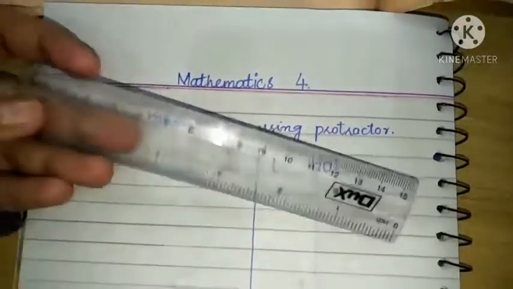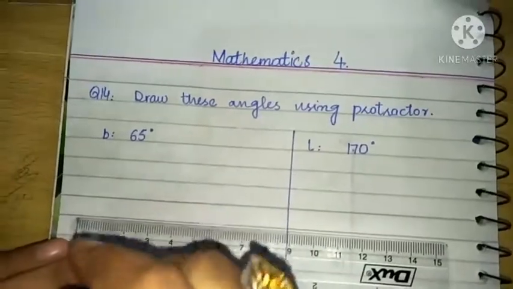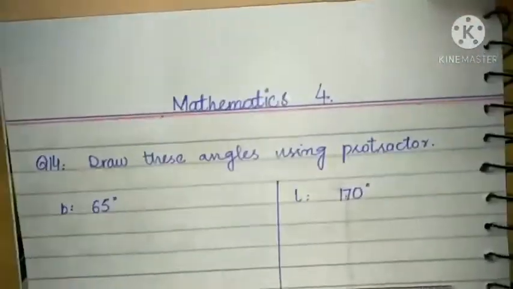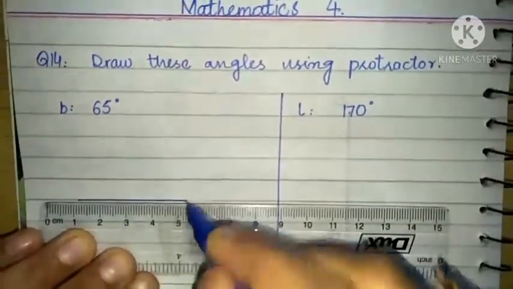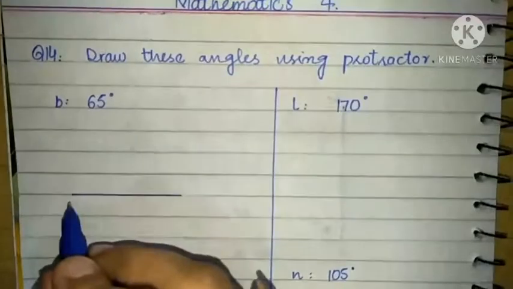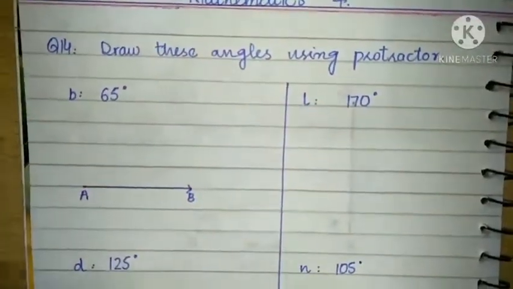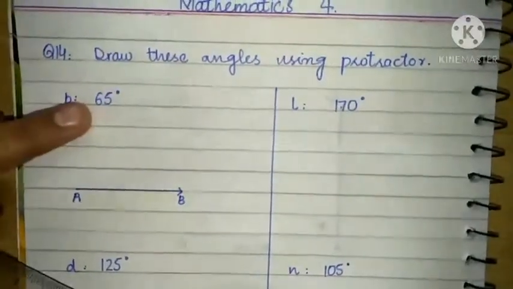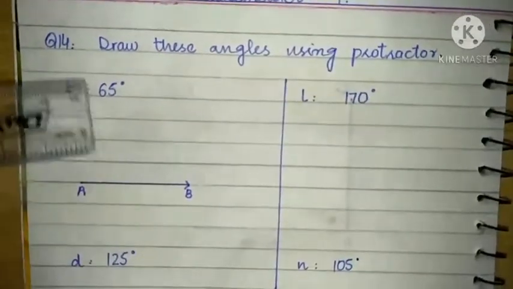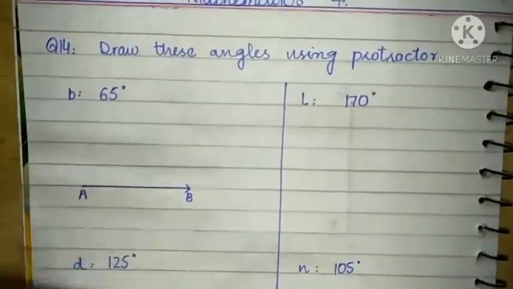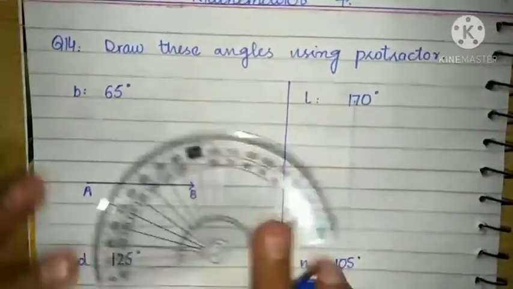First of all, you have to take a ruler or a scale to draw a ray. I am going to take a ray. Mark them as A and B. You have to give the names. Then I have to draw the angle of 65 degree. If two lines are given, we have to measure the angles. But if we are supposed to draw the angles, first of all we will use the scale and draw the baseline, and then we will use the protractor to draw the angle.